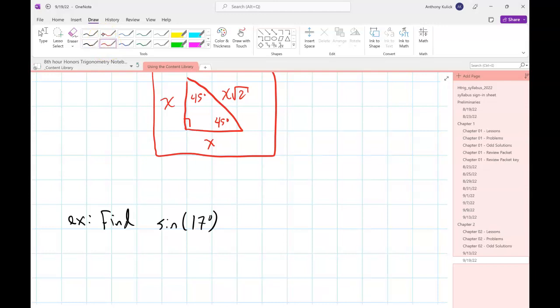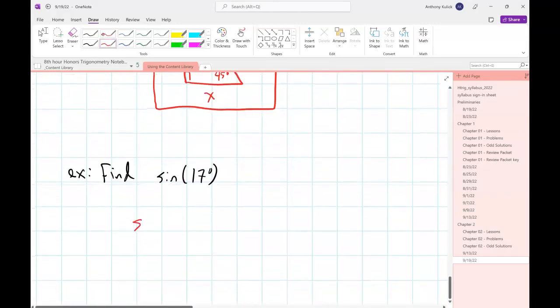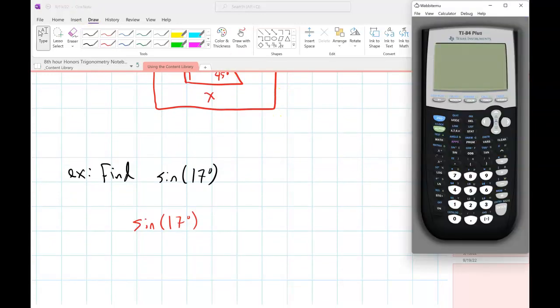What if I ask you to find sine of 17? Notice there's no special directions here. 17 doesn't appear in any of these special right triangles. What am I going to do with that? Well, the answer is use your calculator. Before I type this into my calculator, what's the first thing I should check? I want to check the mode. I want to make sure I'm in degree mode.